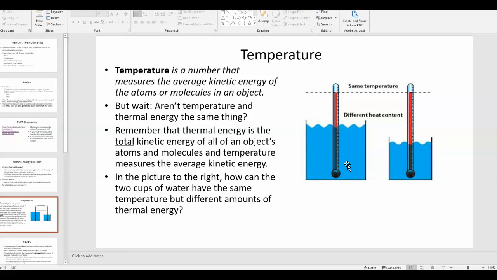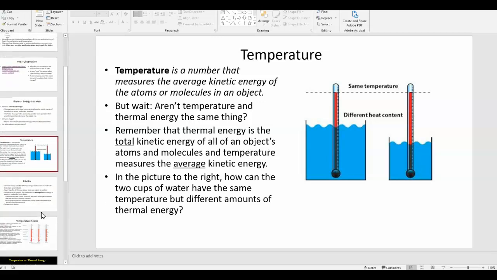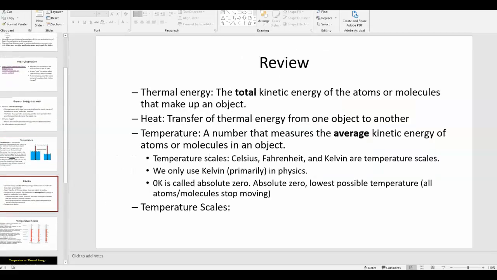And so you can have objects that are the same temperature, but that doesn't mean they have the same amount of thermal energy in them because you could have different numbers of atoms as well. So, quick recap, we talked about thermal energy, we talked about heat, and we talked about temperature.